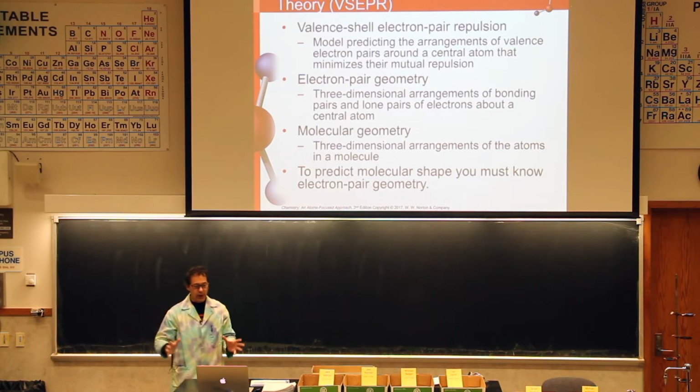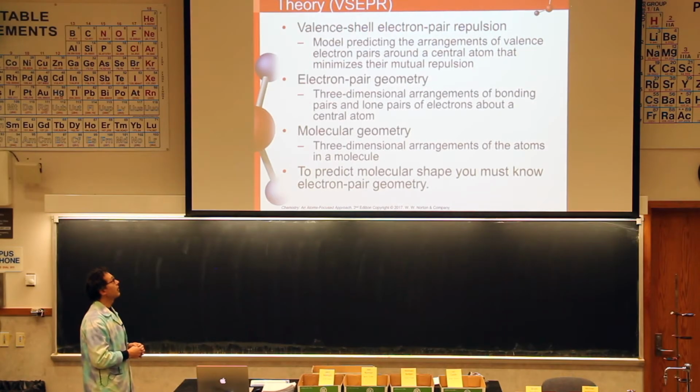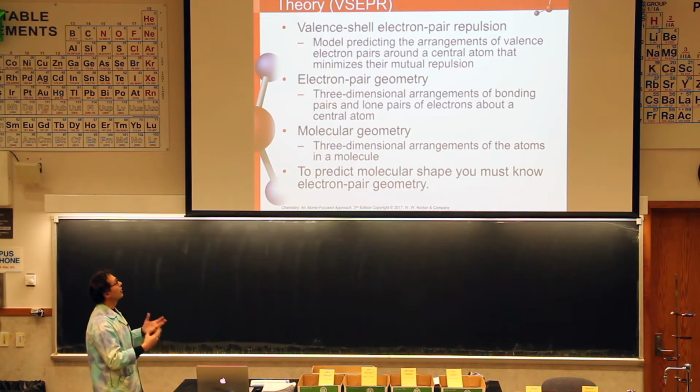Now, this whole theory of the three-dimensional shape of stuff is called VSEPR theory, or valence shell electron pair repulsion theory. That's a big mouthful, so we just call it VSEPR theory. I do scratch my head over this. People just say VSEPR theory. It's valence shell electron pair repulsion theory.